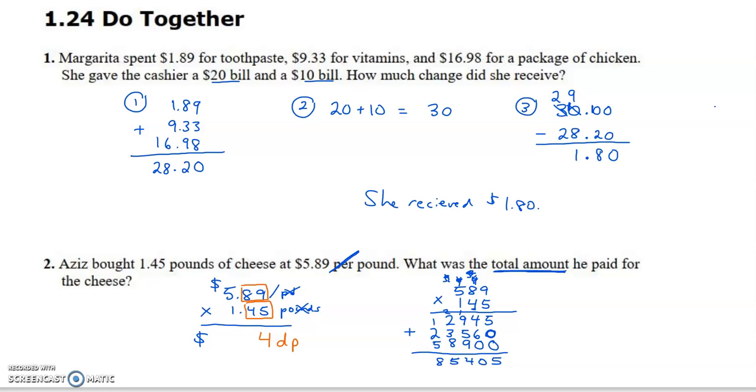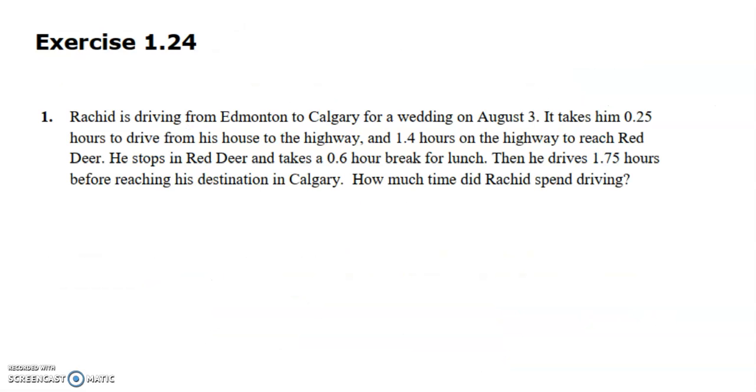And 8. And what we're going to do from there is move 4 decimal places from the right. So remember, we took away the decimals. So 1, 2, 3, 4. So our decimal place will go here. This is money, so we're going to round. We're going to take away this 0.5 at the end. So we're going to say that Aziz paid $8.54 for that cheese.